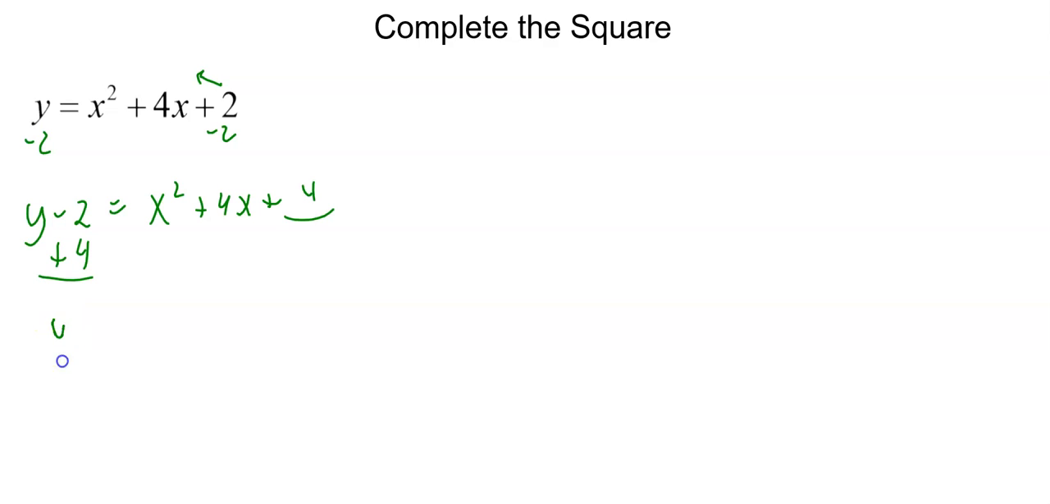And so I get y plus 2 over here. This should factor perfectly. It's x plus 2 squared. And last step, move the constant over. So you get y equals x plus 2 squared minus 2.